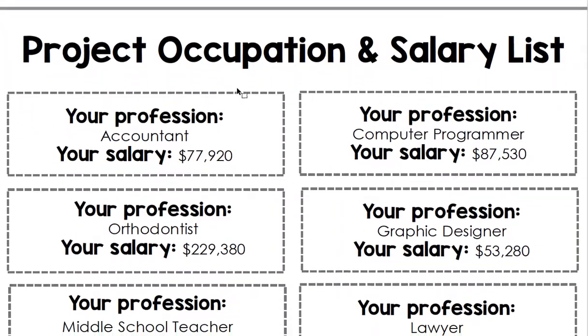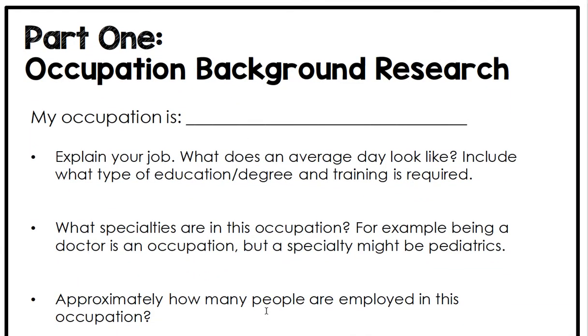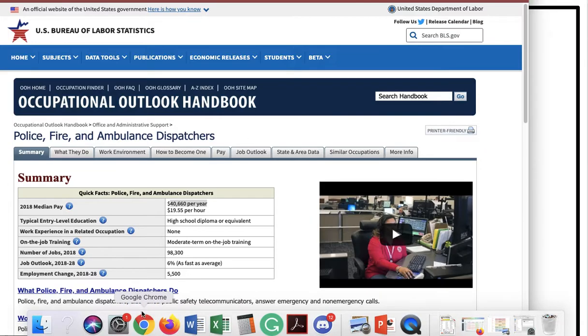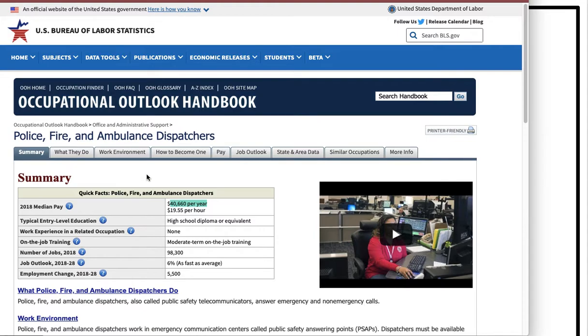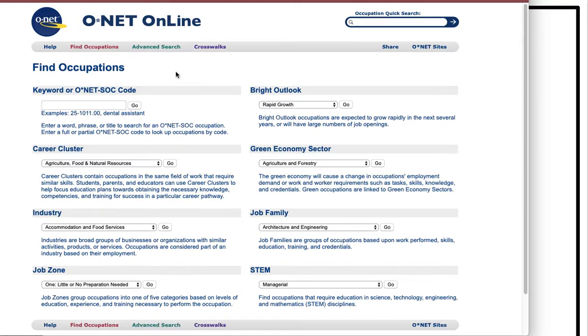Start off by picking your occupation and then doing your research by going to the U.S. Bureau of Labor Statistics or O*NET Online, which of course the website is not working at the moment. Hey, here we go.